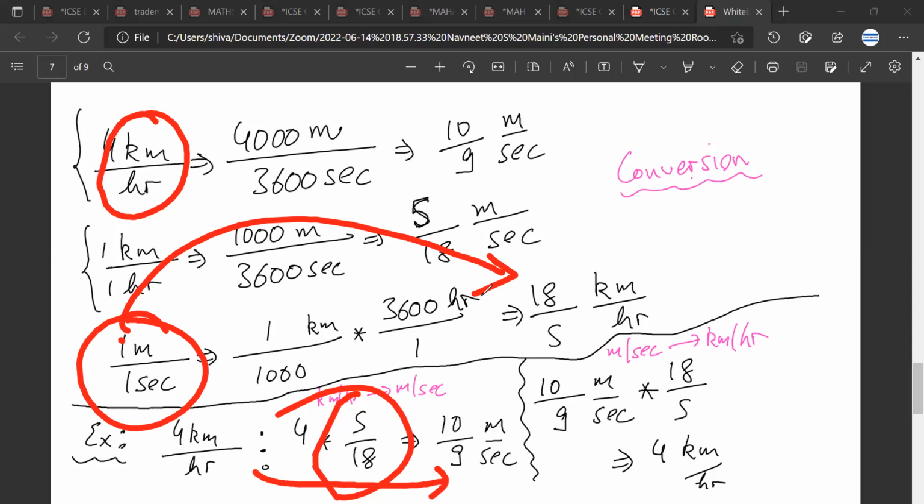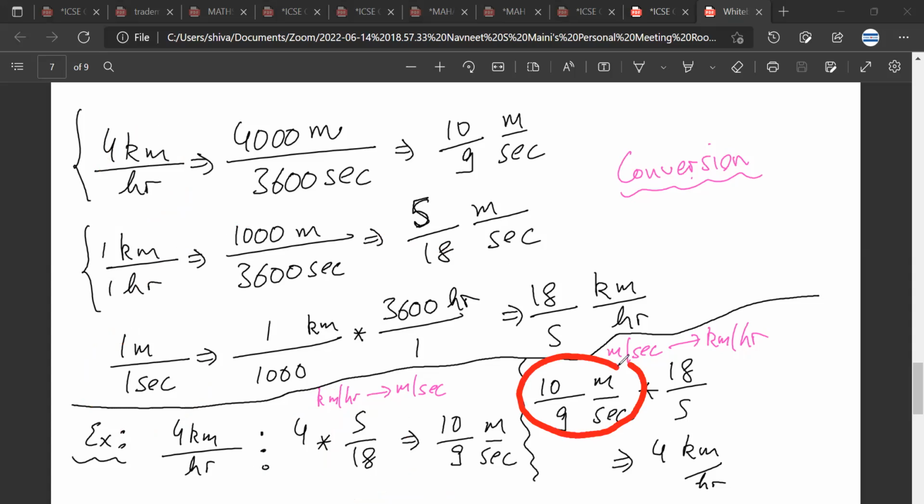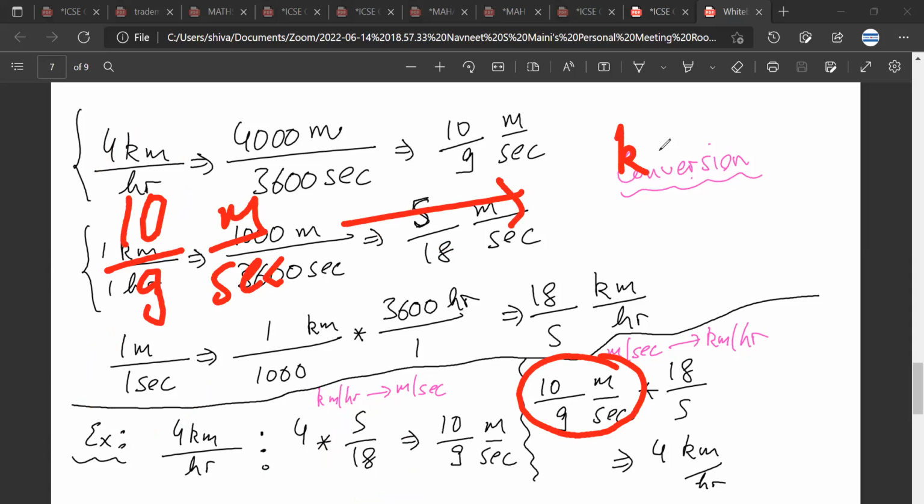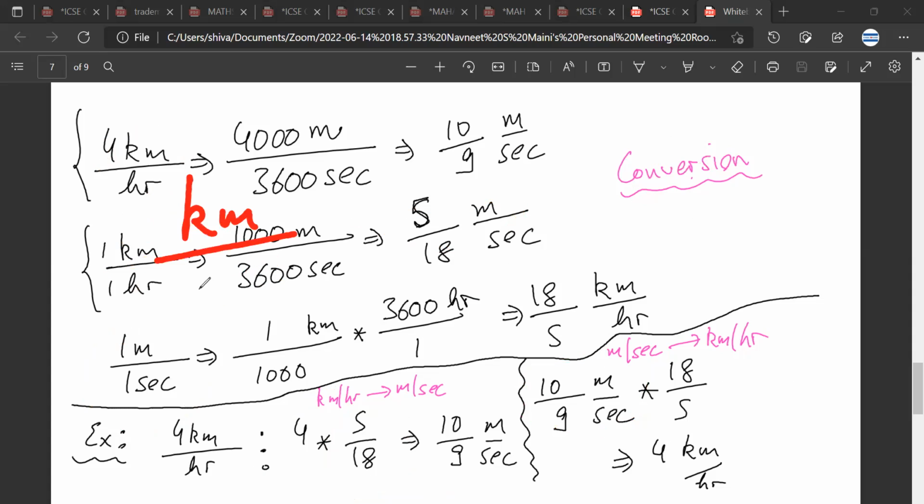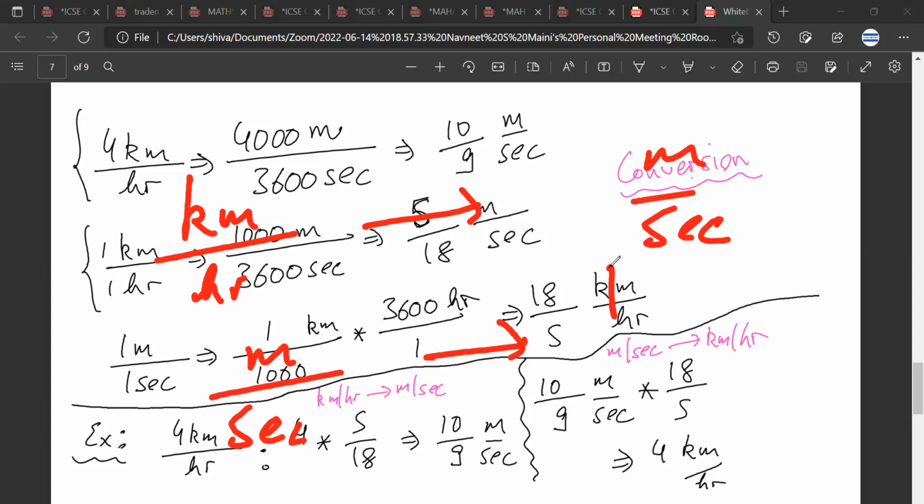Any doubt? So for example, if I was given 10 upon 9 meter per second, and I want to convert this into kilometer per hour, all I need to do is multiply by 18 upon 5. Any doubt? Are we clear? From kilometer per hour to meter per second, and from meter per second to kilometer per hour. Are we clear? Any doubt?